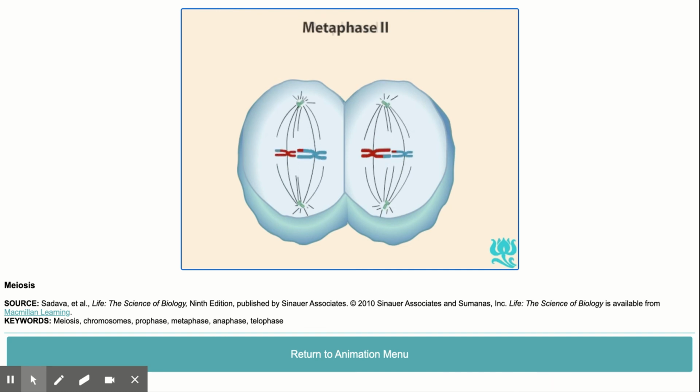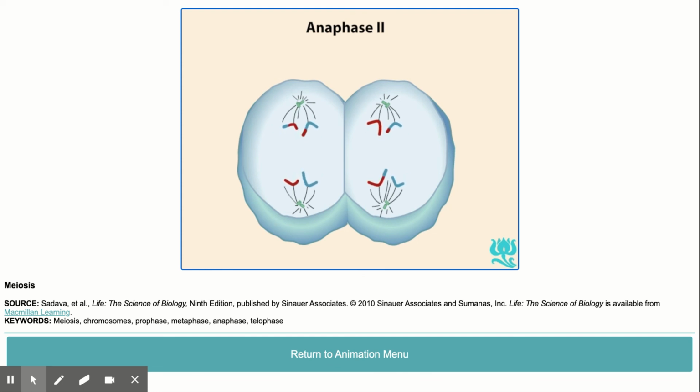At metaphase 2, the chromosomes have lined up on the equatorial plate. Microtubules from opposite poles attach to each sister chromatid of a chromosome. During anaphase 2, the centromeres divide, and both chromatids become independent chromosomes and move to opposite poles of the cell.